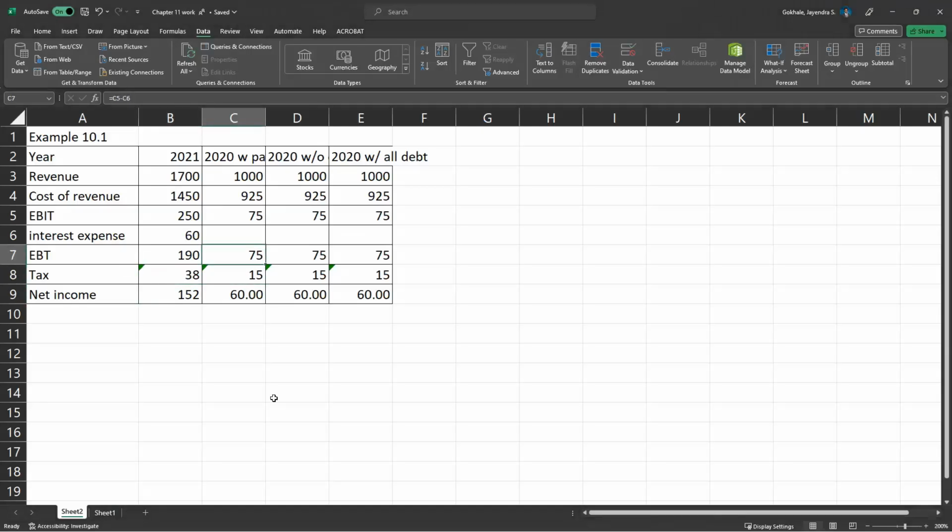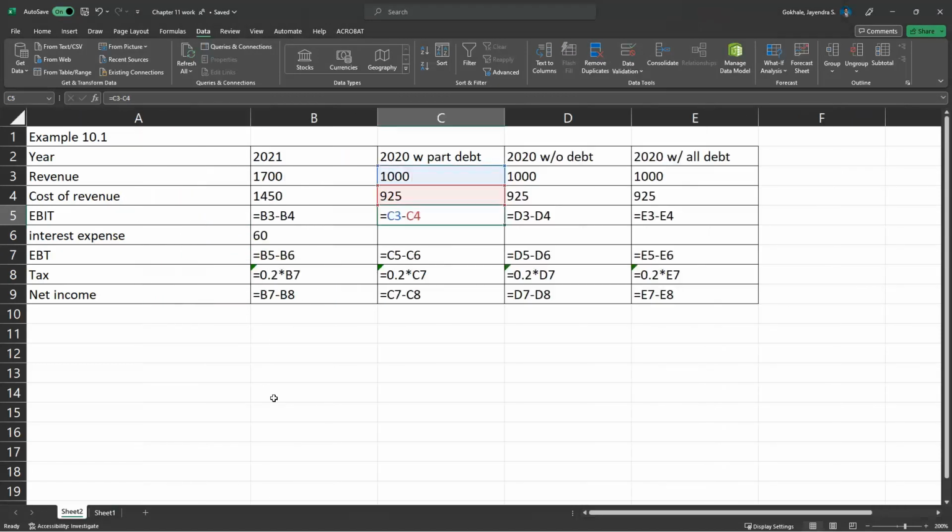Now the fun starts here. So we have three scenarios. All the formulae are the same, as you can see. So this is 2020 with part debt, without debt, and with all debt. Revenue, cost of revenue. The difference of the two is earnings before interest and taxes. We've deliberately not put the interest expense numbers in yet, but we'll be putting them in a minute.